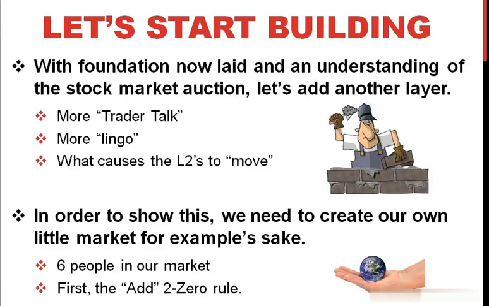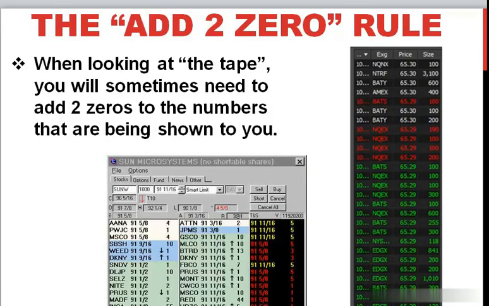But before we get into the actual little market here, I want to first talk about the add 2-0 rule. So let's talk about that. So we know what the tape is now, but with the tape, I still haven't quite gotten everything there. When you look at the tape, sometimes you need to add 2 zeros to the numbers that are being shown to you. Some of you may already know this, but like I said, remember the assumption that I'm going under. What do I mean by that?